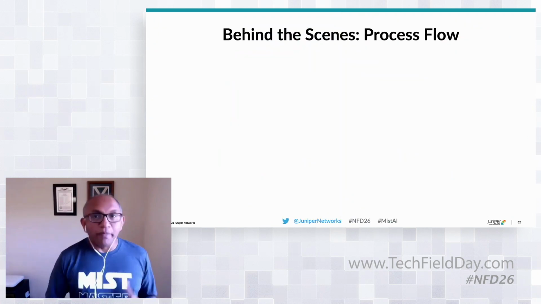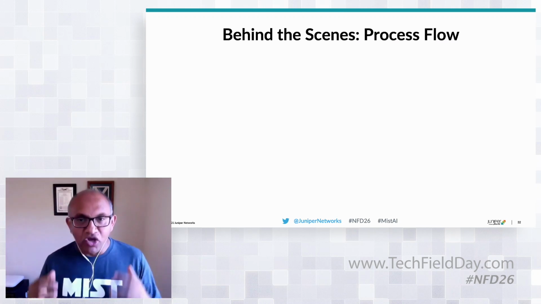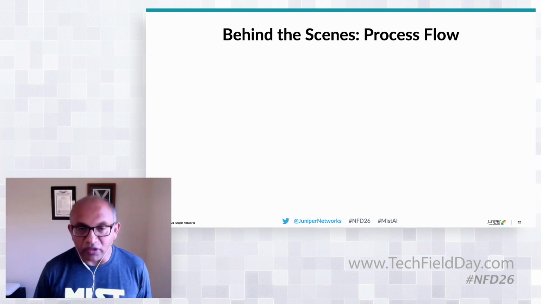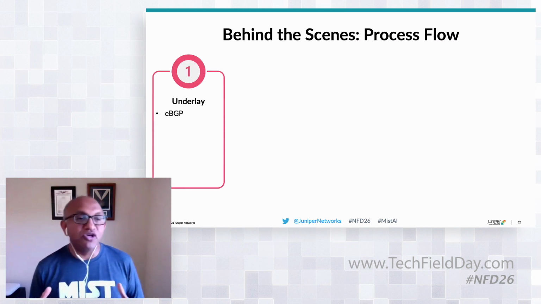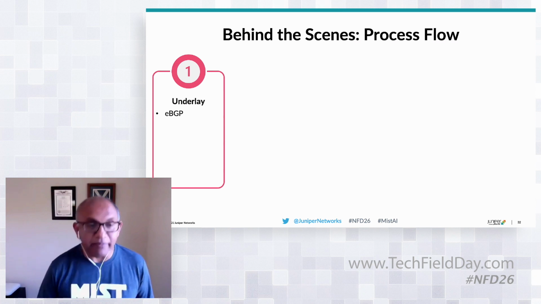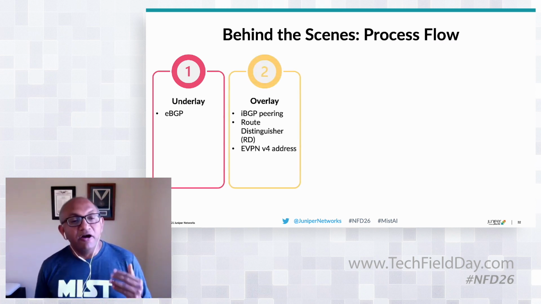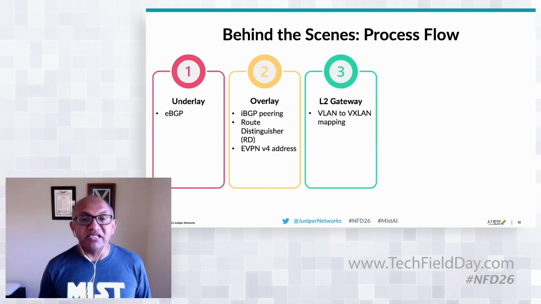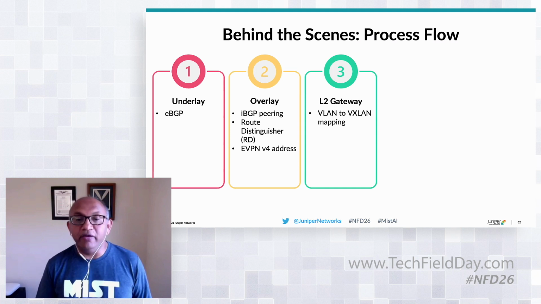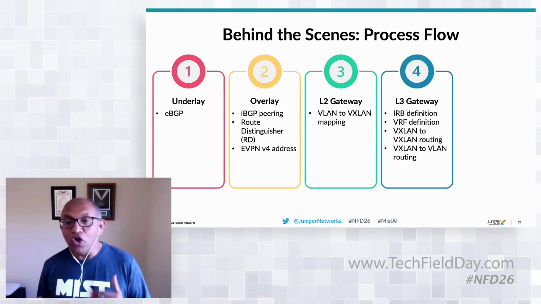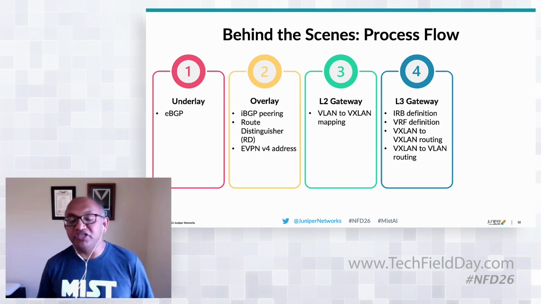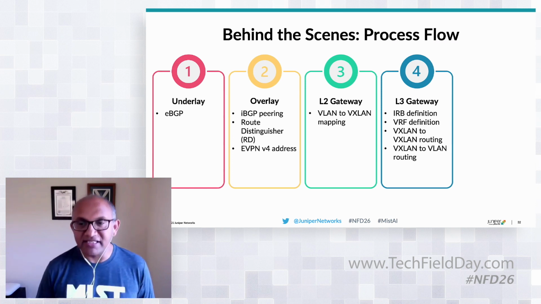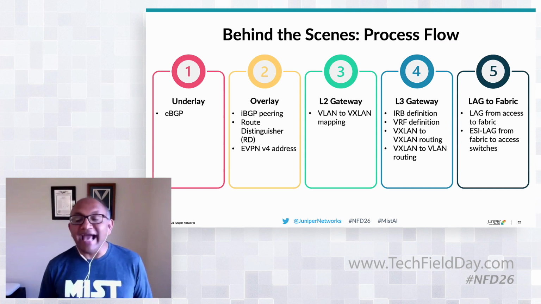network. So behind the scenes, what happens? I showed you the 4-step process of how you build up the EVPN network. Behind the scenes, we take a couple of steps. We deploy your underlay network using eBGP. Then the overlay network, which is required with your iBGP peering and also our route distinguishers and all those EVPN v4 addresses needed. Then we define the layer 2 gateway, where we do the VLAN to VXLAN mapping. We do the layer 3 gateway, also the IRB definitions, the VLAN information, as well as VXLAN to VLAN routing in this case. And then finally, we do the LAG or link aggregation to the fabric.